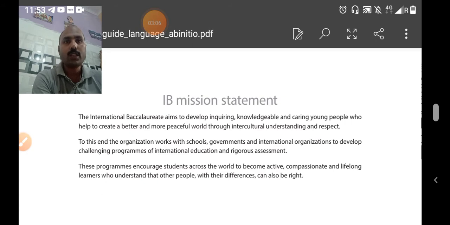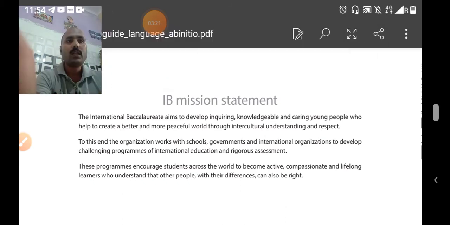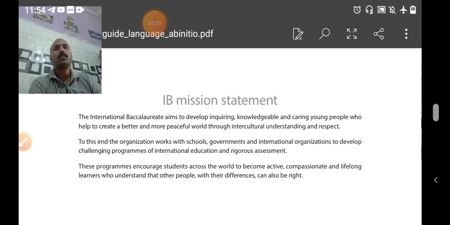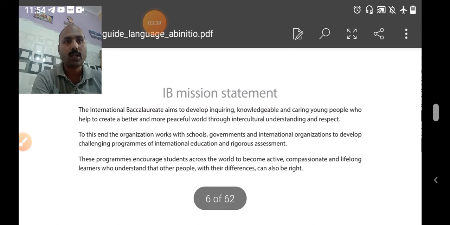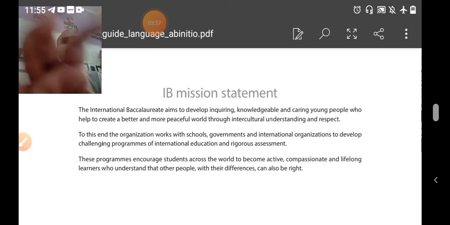To this end, the organization works with schools, governments and international organizations to develop challenging programs of international education and rigorous assessment. So through rigorous assessment we are going to develop this young mind to help them become global citizens. Now these programs encourage students across the world to become active, compassionate and lifelong learners who understand that other people, with their differences, can also be right.